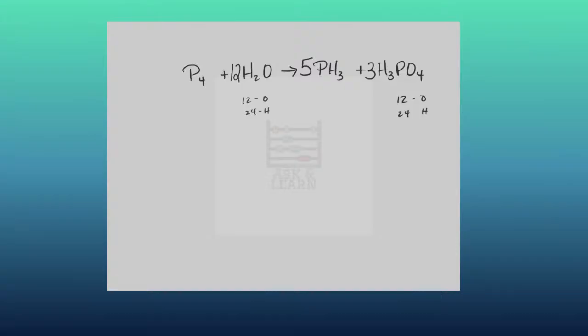Now we're going to go to the phosphorus. I have 3 phosphorus from the phosphoric acid and 5 phosphorus from the PH3, which gives me 8. So that means we're going to put a 2 here. So that would be my balanced chemical equation.